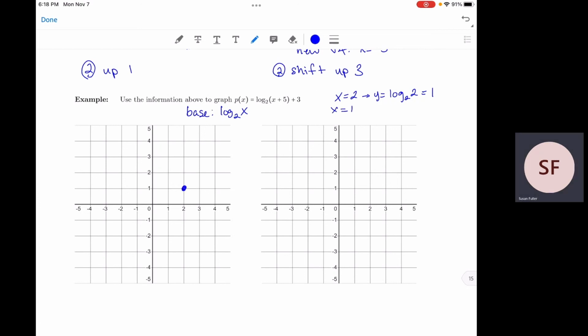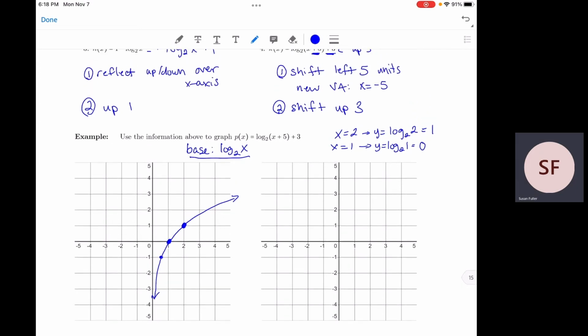And if I plugged in x equals 1, then y is going to be log base 2 of 1. Log base 2 of 1 says 2 to what power gives me 1? And the answer is 0 because anything to the 0 power is 1. So that means 1, 0 is a point on my graph. And so I can connect these. This is my base graph of y equals log base 2 of x. And now we can start doing our transformations.